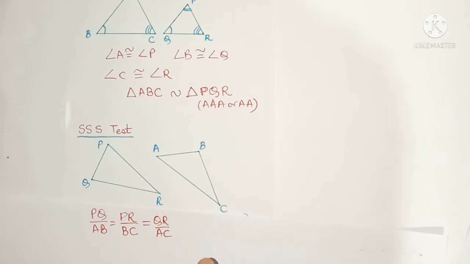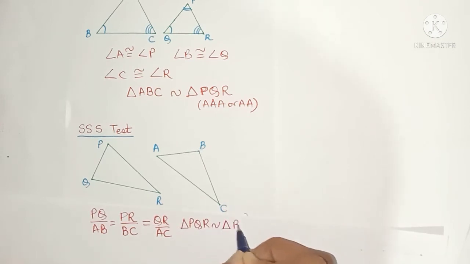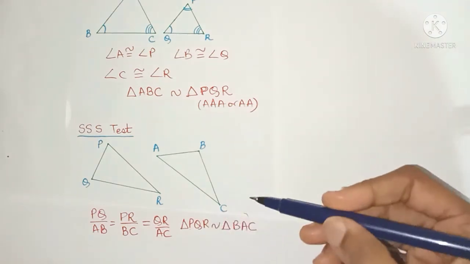So what do we see here? The corresponding sides are proportional to each other. They need not be equal, friends. They just have to be proportional to each other. Then we can say that triangle PQR is similar to triangle BAC. Please note, friends, that they have to be corresponding. So this order is very important. So this is the SSS test.